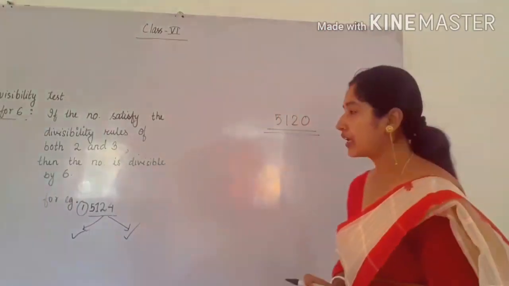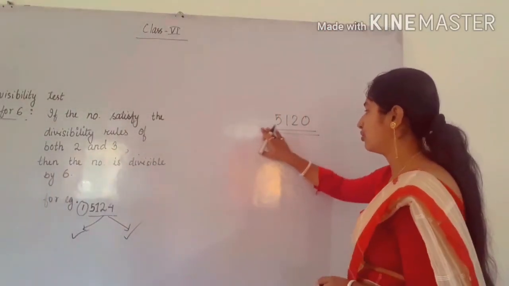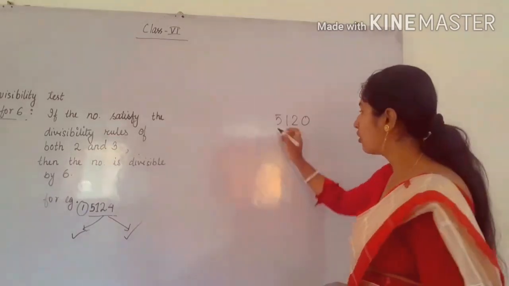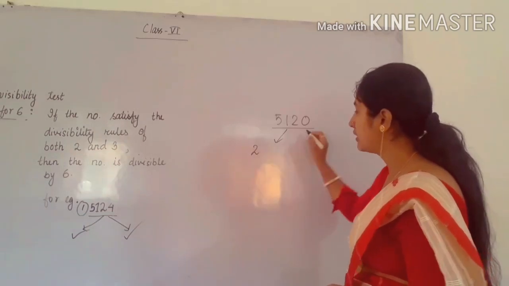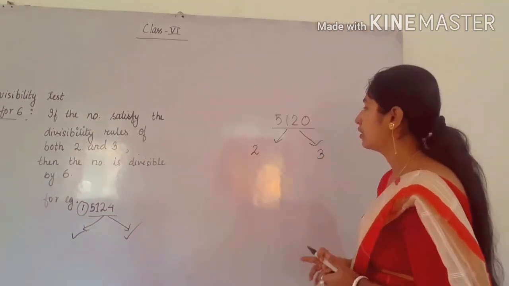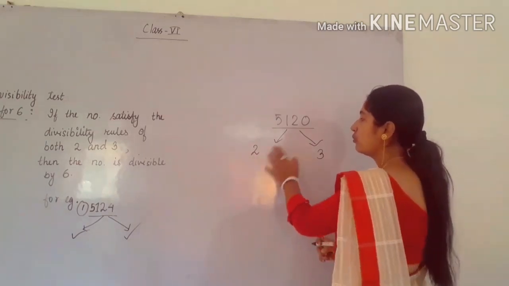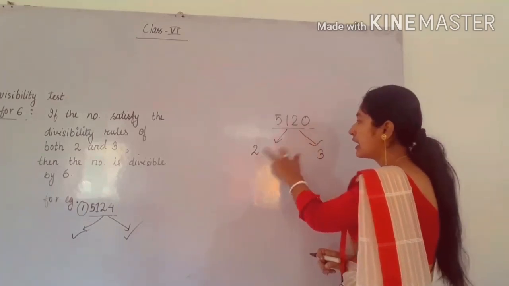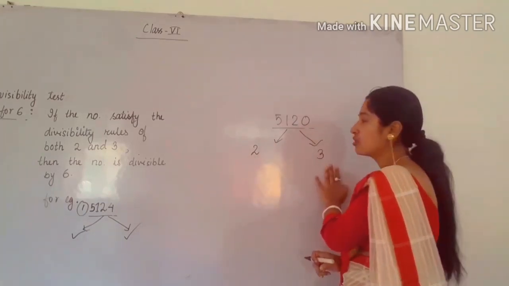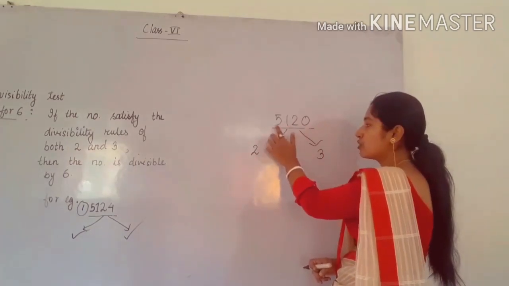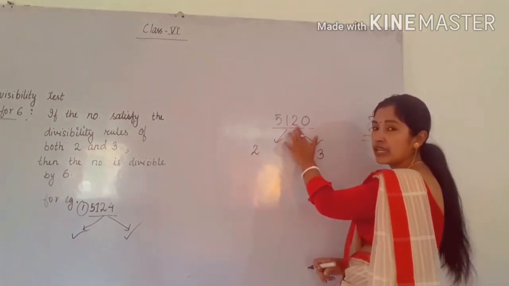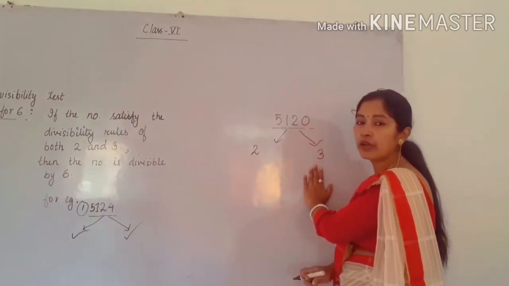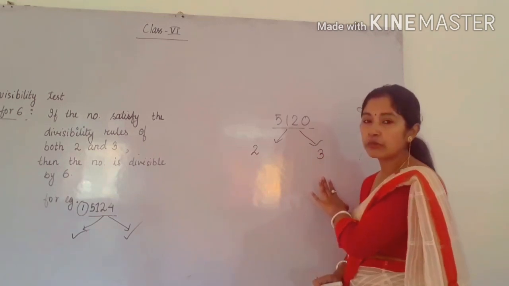Again, I have taken two questions here. First is 5120. You have to check whether this number is divisible by 6 or not. For that you have to check divisibility by 2 and then by 3. For 2, you have to check the unit place. The unit place is 0, therefore this is divisible by 2. Next you have to check for 3, so you have to add all the digits. 5 plus 1 is 6, 6 plus 2 is 8, 8 plus 0 is 8. As you can see, 8 is not divisible by 3.